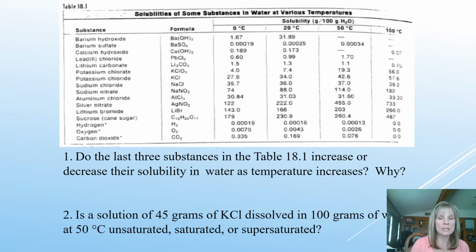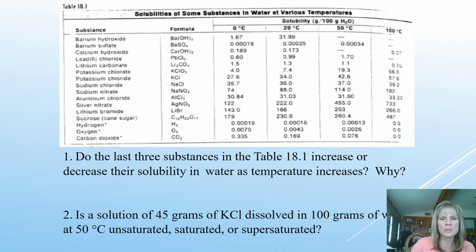All right, so this is one type of solubility chart that you'll see. I hope you can see all of these. I'm going to try my best to work through this for you with my mouse. So number 1, do the last 3 substances in table 18.1 increase or decrease their solubility in water as the temperature increases? Well, look at these last 3. There's hydrogen, oxygen, and carbon dioxide.